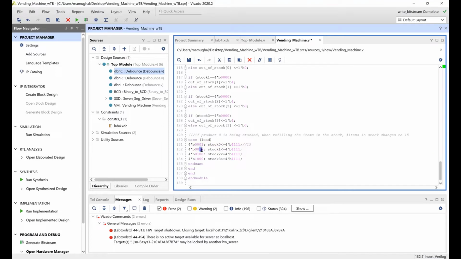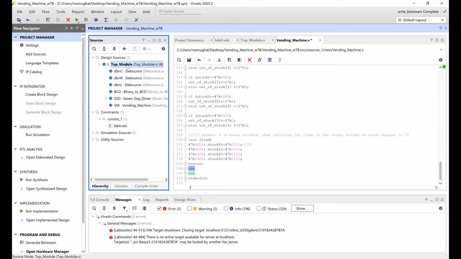Similarly, if you want to load the chocolate, you set this bit to 1, and then it will initialize the stock and restock it to 15 items. Same thing goes for the bag of chips and for the drink. Follow it up by endcase, and then you got this end, and then the endmodule right there. Right, so this is your vending machine.